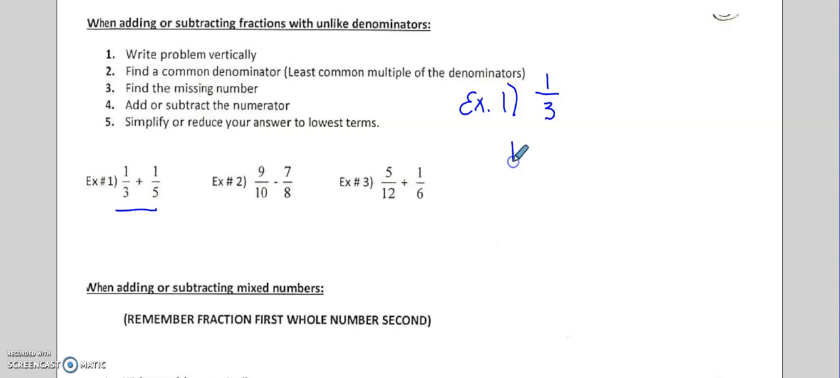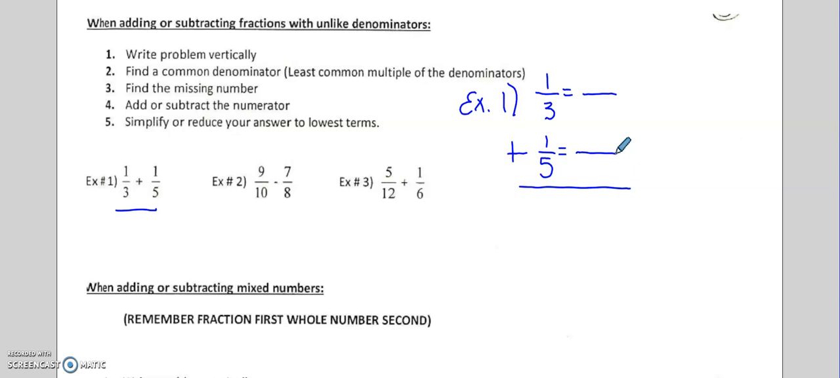1/3 plus 1/5. Next thing I need to do is make sure I have a common denominator. A common denominator is the same thing as the least common multiple. So I need to find the common denominator for 3 and 5. Right now, list 3 and 5 on a side paper for yourself. Press pause and find the LCM, or the least common denominator, or least common multiple for 3 and 5.